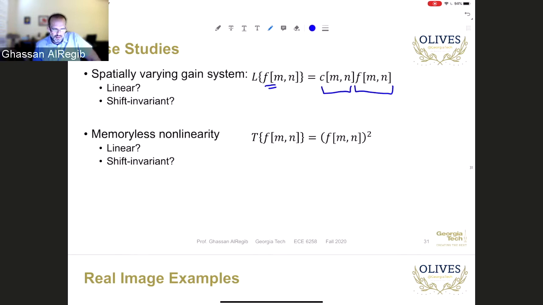Why not? There's an answer in chat. You can turn on the audio. Why is it not linear? Feel free to turn on your audio, the microphone, if you choose to.